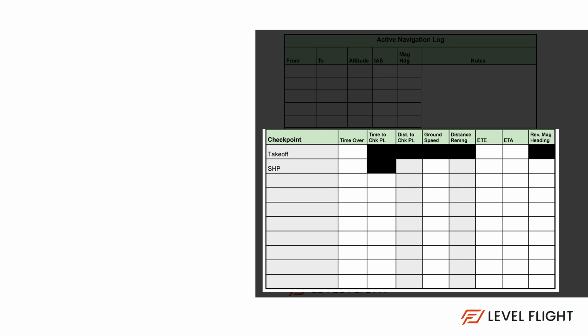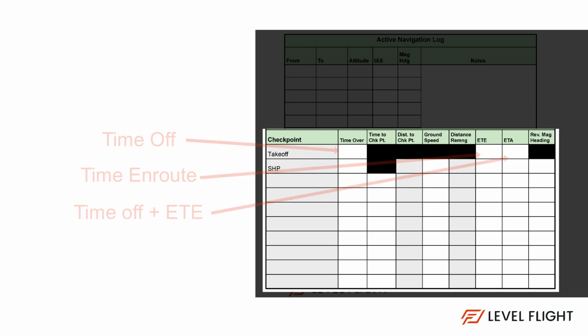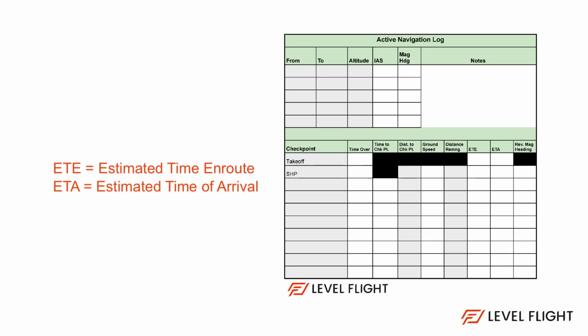Since performance for the climb leg is already accounted for, these boxes are blacked out. The time over the takeoff leg is the time off. The ETE box will be the time en route, as noted in the flight plan navlog, and the ETA will be the time off plus the ETE. If you are not already familiar, ETE stands for estimated time en route. ETA stands for estimated time of arrival.